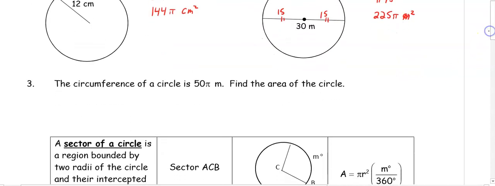In number three, the circumference of the circle is 50 pi. What is the area of the circle? So in order to get the area, we need to know the radius. So we know that the circumference is 2 pi r. So 50 pi is equal to 2 pi r. We can divide by 2 pi on both sides, and we get r is 25. So now we know our radius, and we can do pi 25 squared. So our area is 625 pi meters squared.